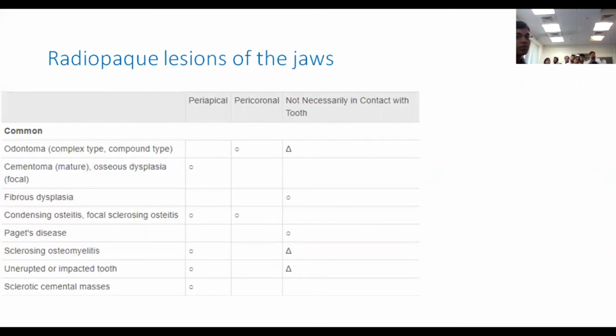The location is pericoronal. So odontomas can be associated with which kind of cyst? Dentigerous cyst, because they are also failure of eruption. It may or may not be, but most of the time it will be associated in the pericoronal location. Then cementoma: they can be mature, and if they are focal, you will call it osseous dysplasia.